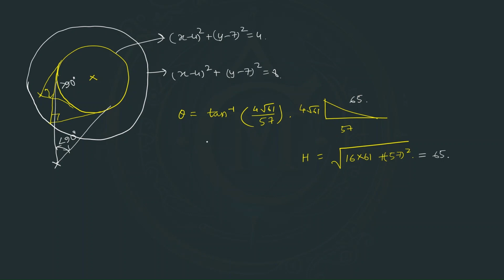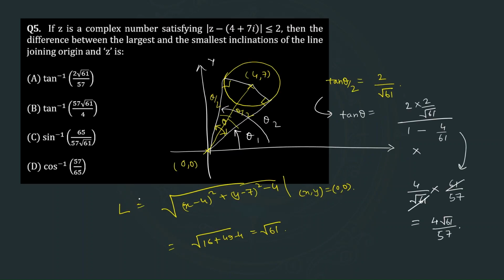So we can say that theta will be sine inverse of 4 root 61 divided by 65, or theta is equal to cos inverse of 57 upon 65. So we can clearly see in the options, option D will be the correct option in this case. I hope you understood the concept that has been applied in this question.